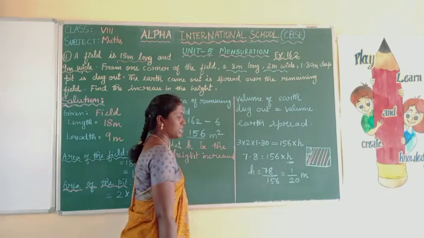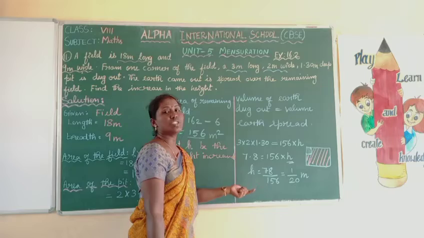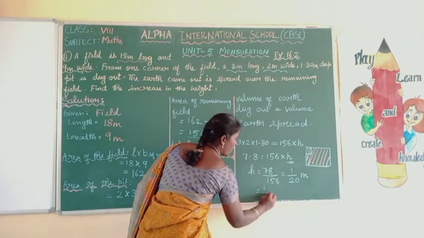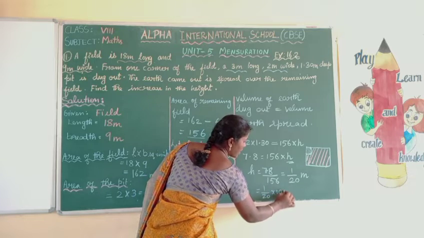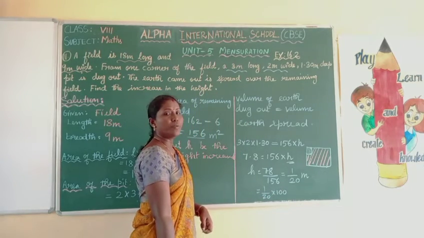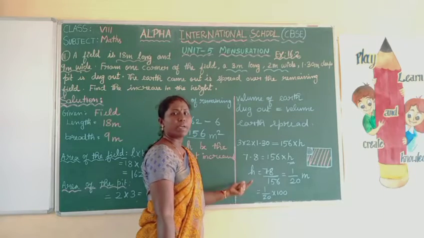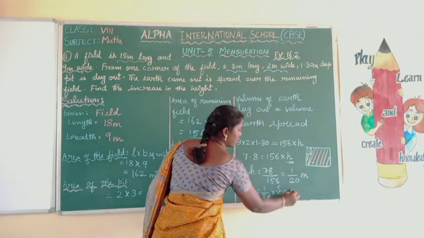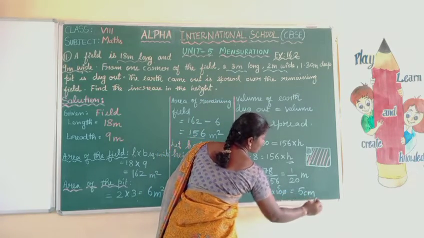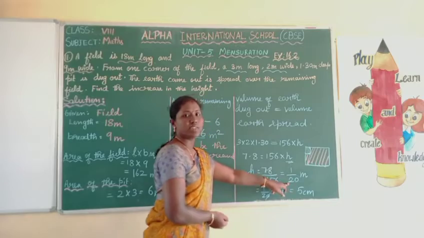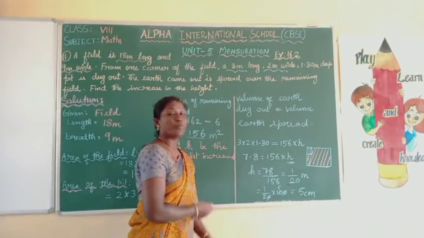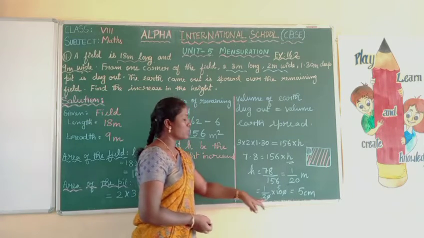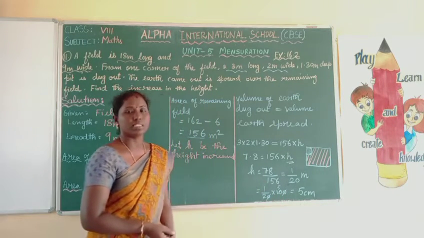1 by 20 meter. But it is a fraction, so change it to centimeter. How to change 1 by 20 meter to centimeter? So 1 by 20 into 100, because to convert meter to centimeter we have to multiply by 100. If we simplify, we get 5 centimeter. We could give the answer in meter only, yes, but this is a fraction, 1 by 20 meter. It is a very small measure, so it is better to change to centimeter. Multiplying by 100, we got 5 centimeter.